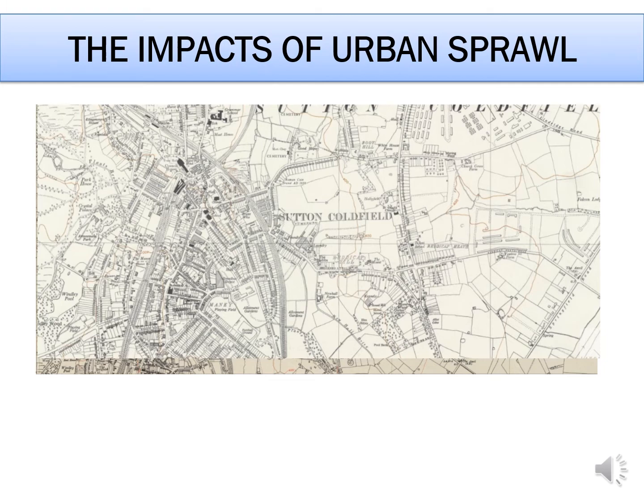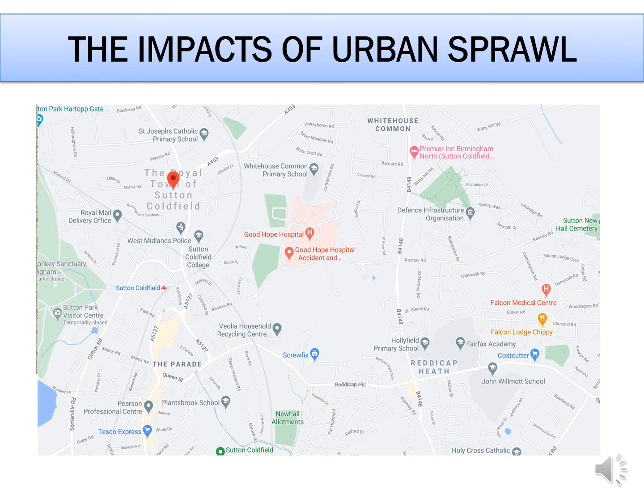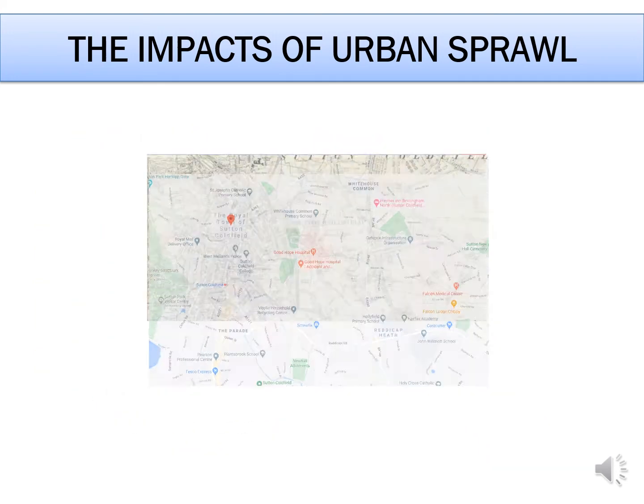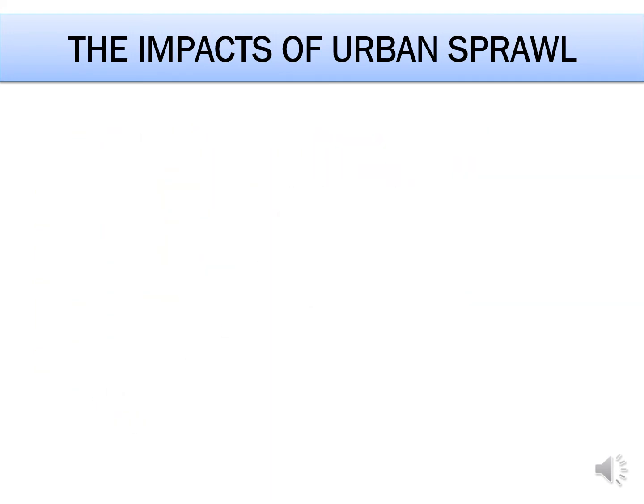And finally, if we look at this map taken from Google in 2021, you can see lots of new buildings that have been created, like Good Hope Hospital, a couple of primary schools, the Premier Inn, and all of those things have been built on the land which was once countryside. So this is a clear example of how urban sprawl operates.